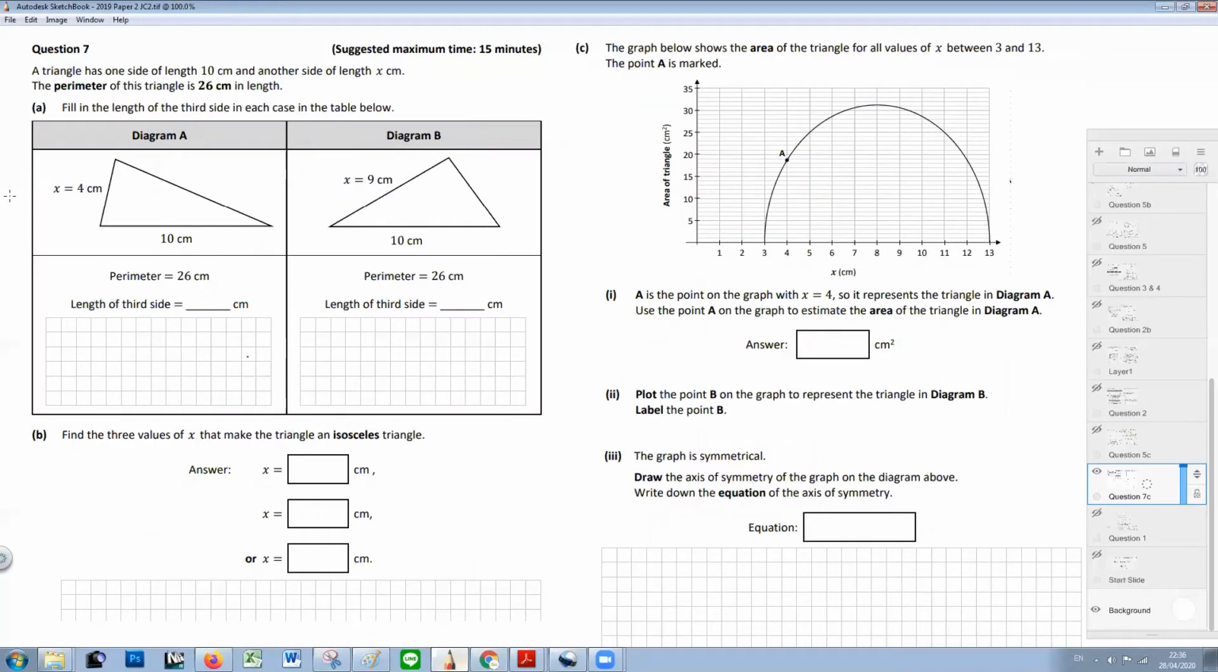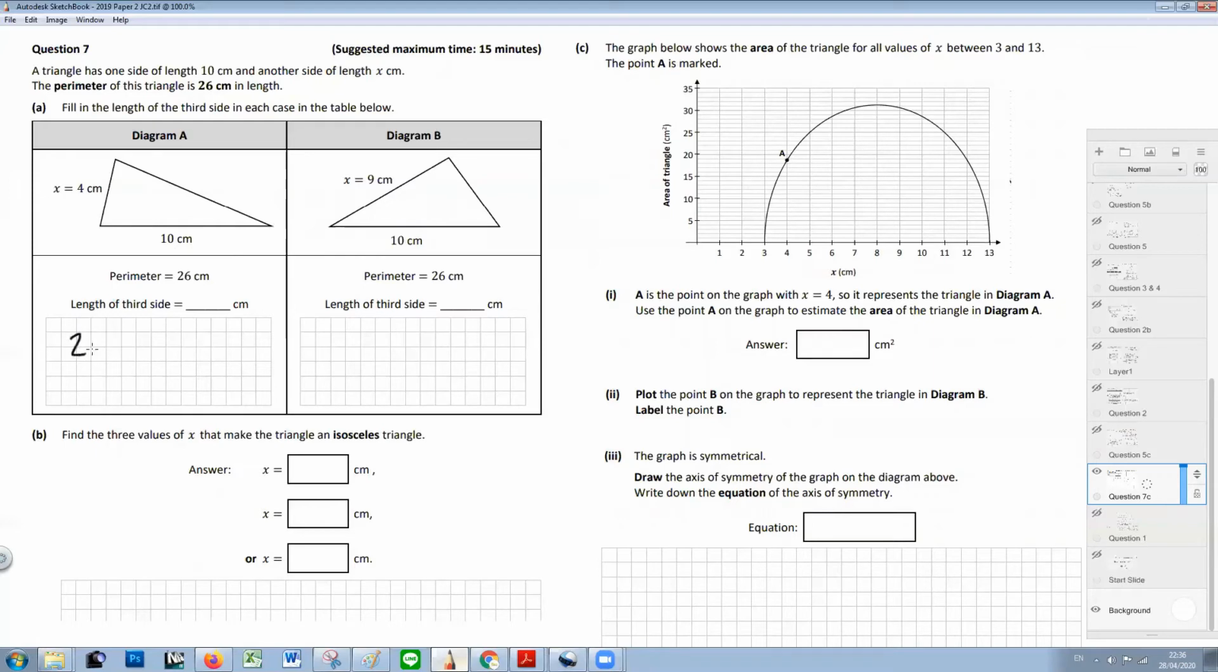So question 7, a triangle has side of length 10 centimeters and another side of length x. So we have a triangle and it's going to have a length of 10 centimeters. And it has another side of x. So the perimeter of this triangle is 26 centimeters in length. That's fine. Fill in the length of the third side in each case in the table below. So we just need to identify what the third length of these is going to be.